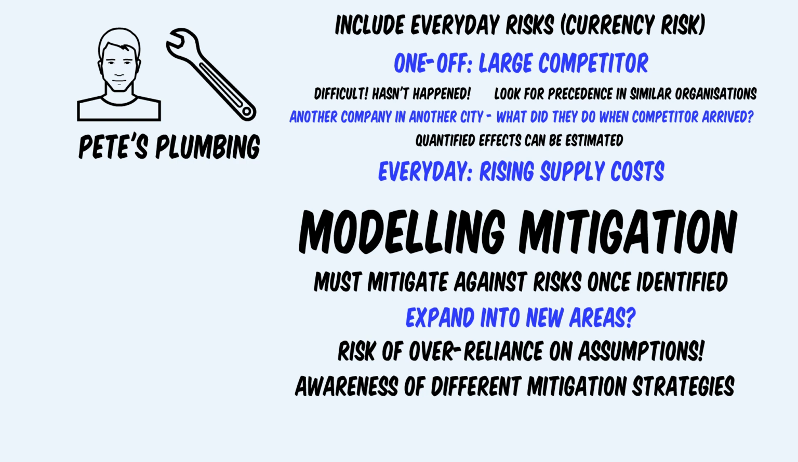So for example, with Pete's Plumbing, one of the risks was that this large national chain was going to move into his local area. So he might plan how he would move into a new area should that occur as a way of mitigating the impact. Or he could also bring on subcontractors to increase the amount of business that he can do in a set period. But it's also really important that we remember that these are just assumptions.